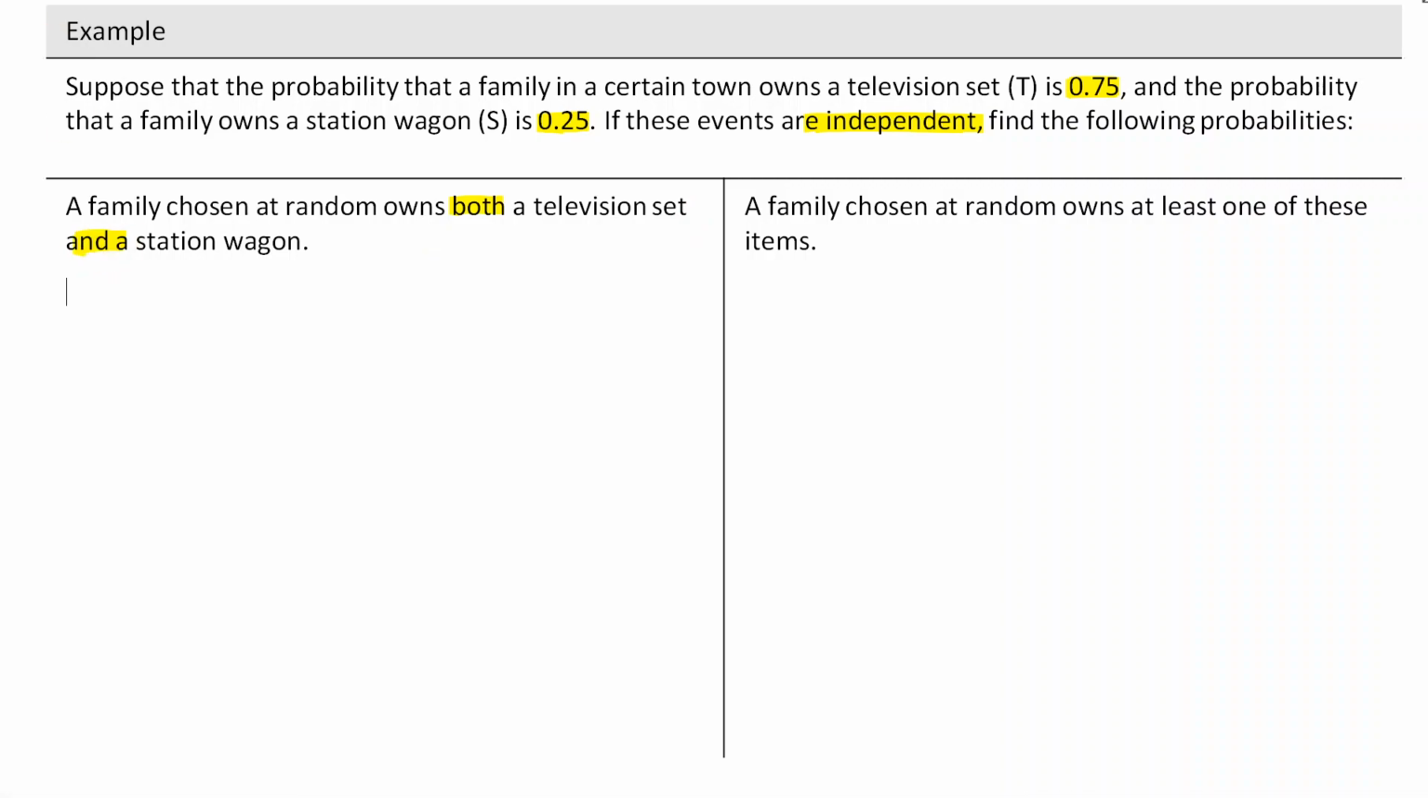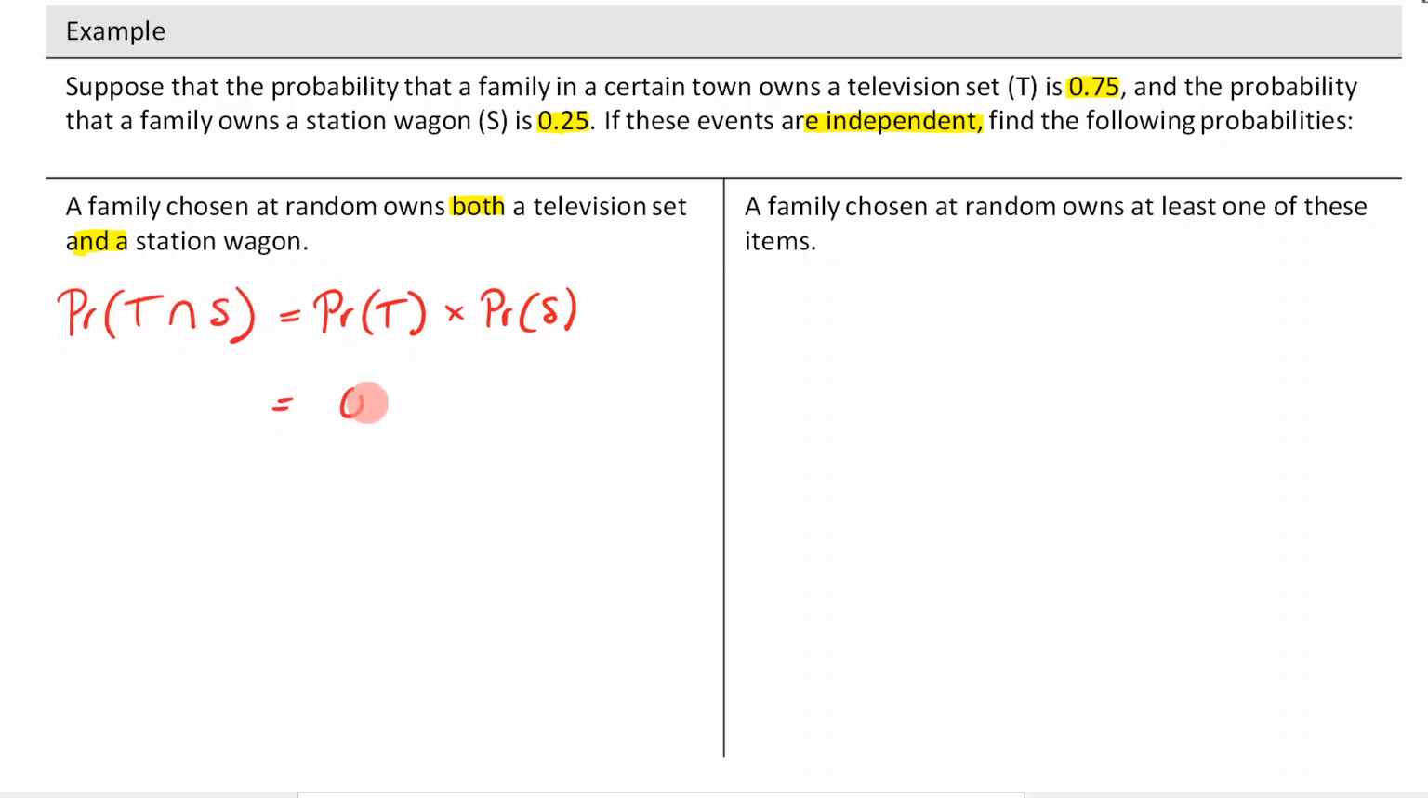So this is asking about the intersection. So the probability that T intersect S, they have to own both of them. Because we're dealing with independent events here, we can use our independent rule, which tells us the probability of T times the probability of S is equal to the probability of T intersection S. So that's going to be 0.75 times 0.25, which is equal to 0.1875. Remember, the only reason we could use this is because we were told to assume independence.